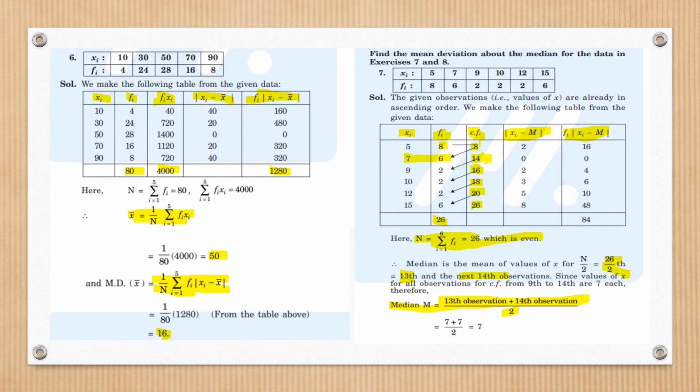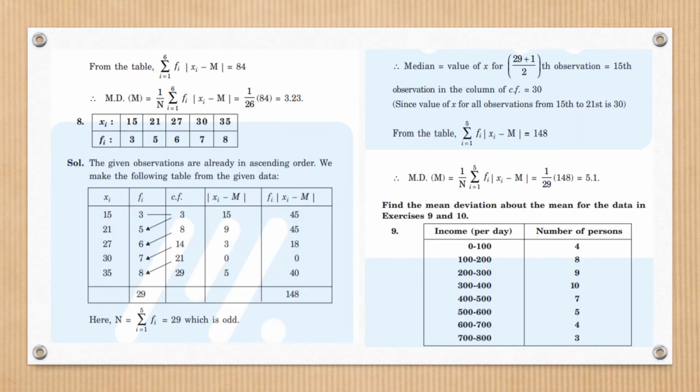So see the observation which is in front of it. Which observation is it? It is 7, right? So the 13th observation is also 7, the 14th is also 7. Both 13 and 14 are consumed here. So it is 7 plus 7 by 2, which is your 7.